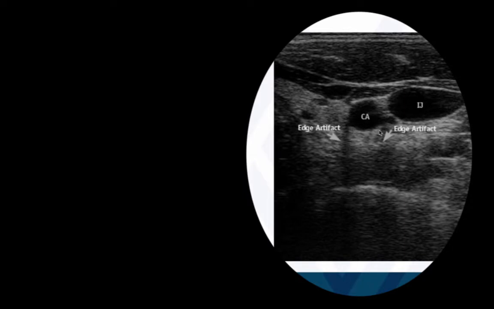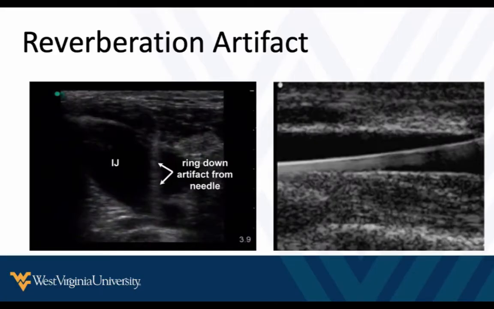So you don't want to think that this means there's calcium in this carotid artery. It's just a normal edge shadow. Or if we see them coming off of the edges of the gallbladder, we don't want that to confuse us and think that's because of a stone in the gallbladder. We just need to recognize it for what it is. It's an artifact.